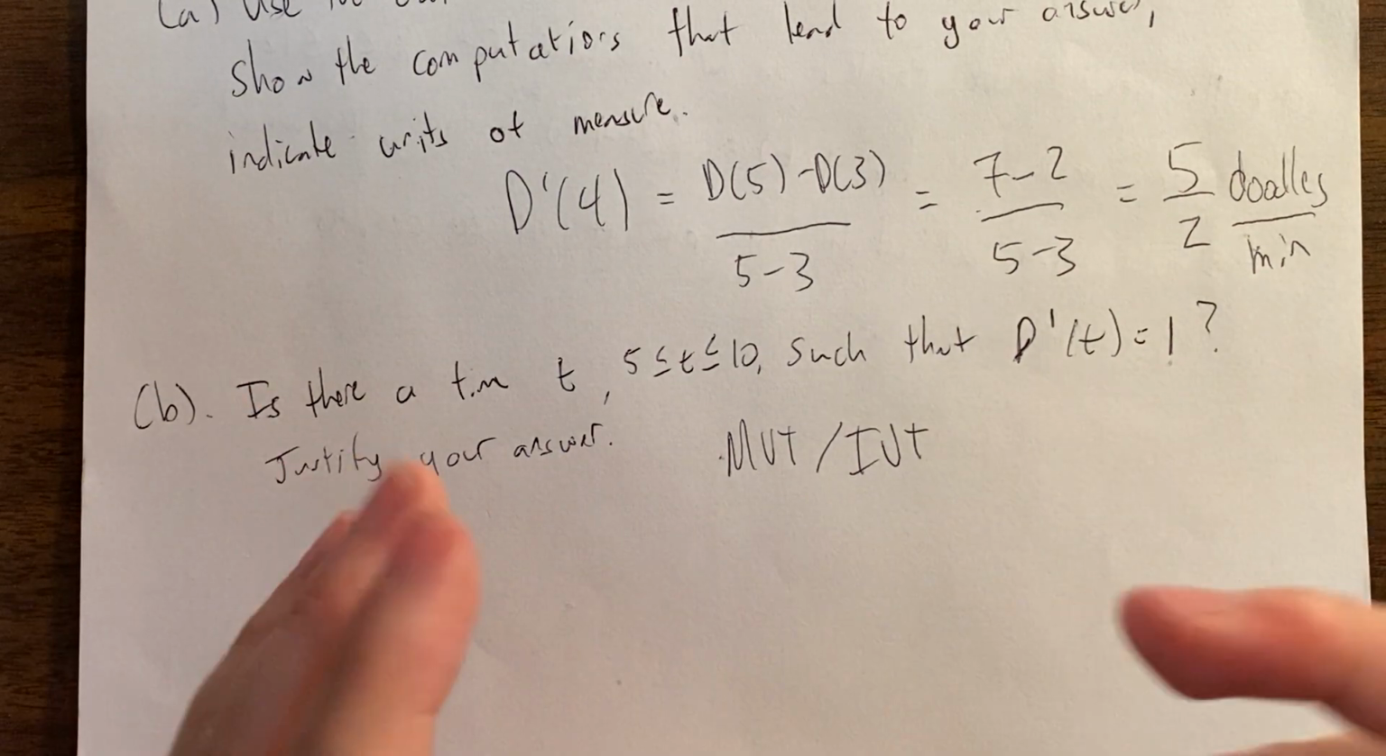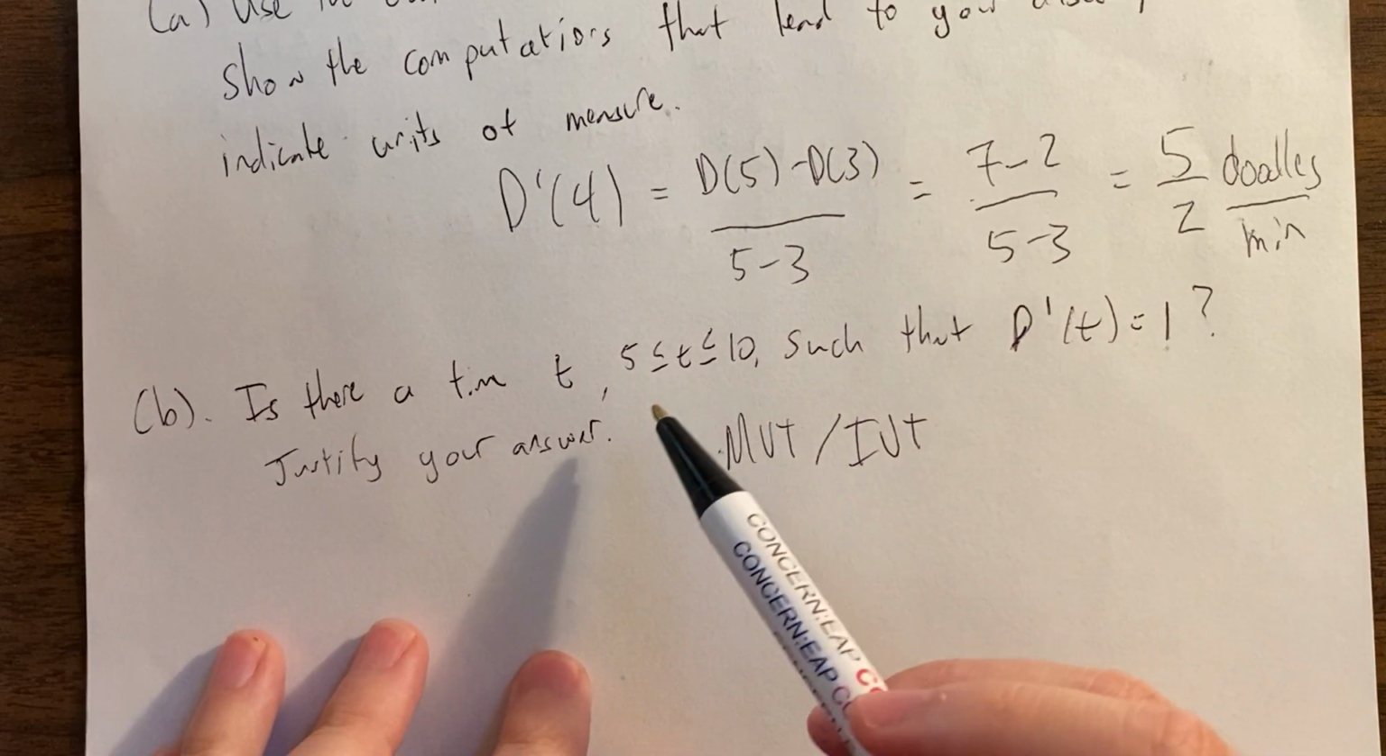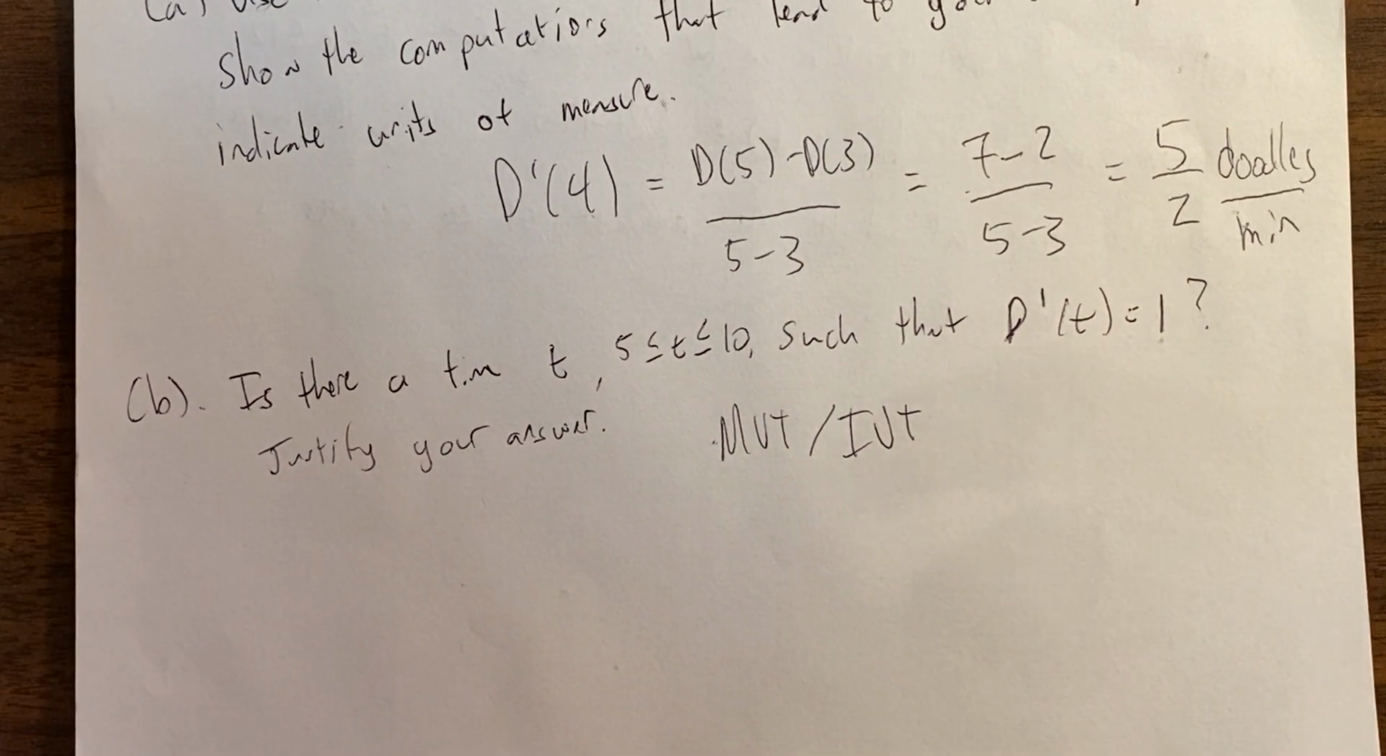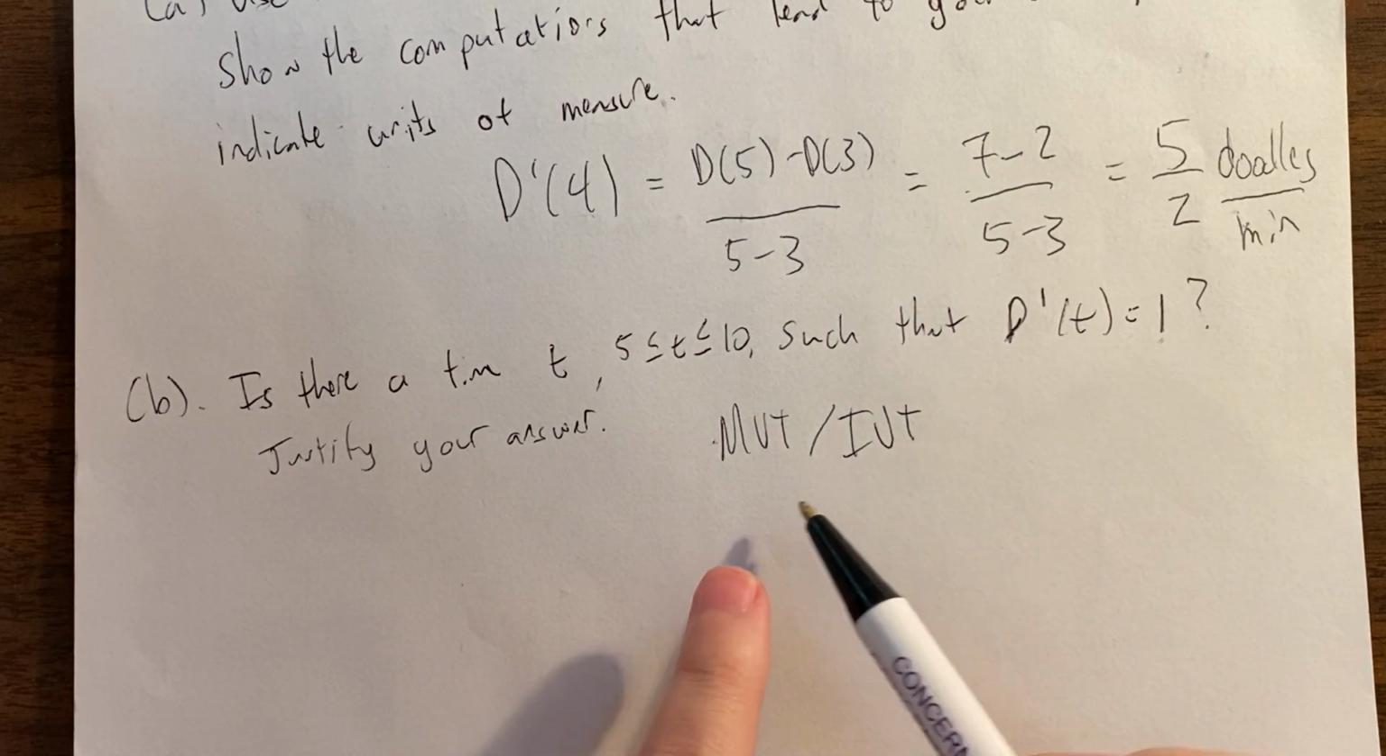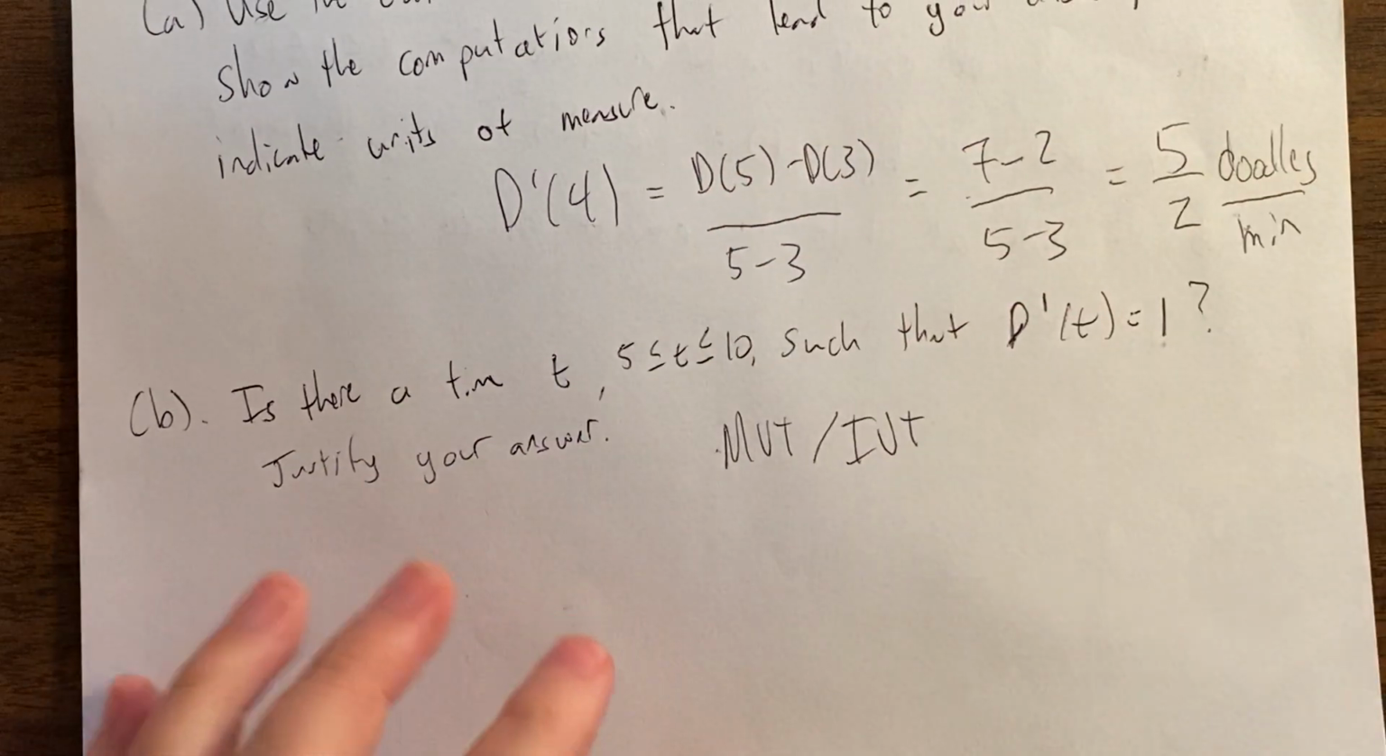So the wording of these questions is a little bit weirder. Is there a time t? Why must this exist? What's the fewest number of times this must happen? Show that this must happen. That sort of wording. Then you know it's MVT or IVT before you even read the question.